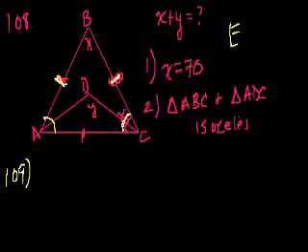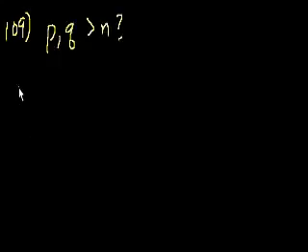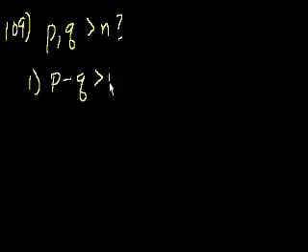109. Are positive integers p and q both greater than n? So p and q are greater than n, and they're positive integers. They already told us that, positive integers. Okay. Statement 1 says p minus q is greater than n.